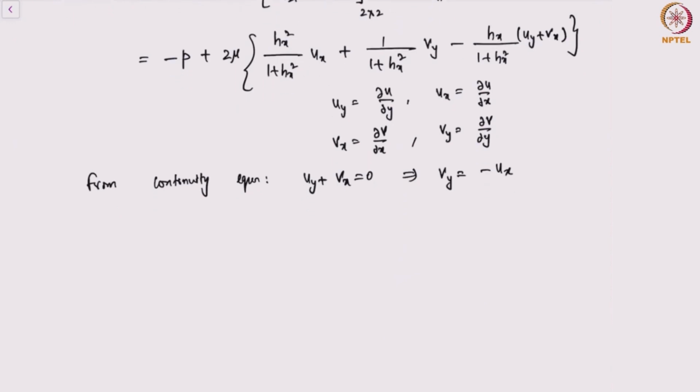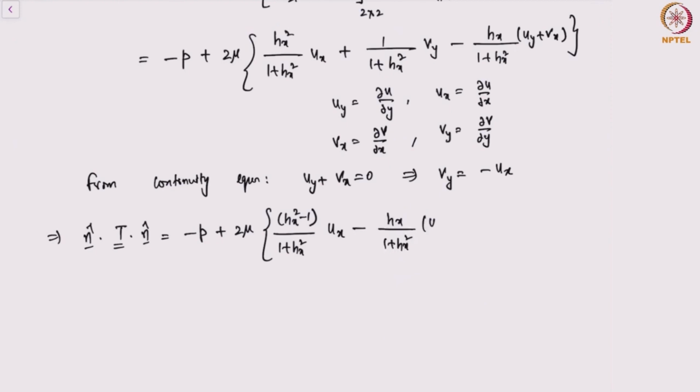Okay, so I have these conditions, and now I can simply write down n dot capital T dot n is minus p plus 2 mu by 1 plus hx square into, small correction, sorry, the numerator will be hx square minus 1, and this will be ux, because I've now combined the first two terms using the relation vy is minus ux minus hx by 1 plus hx square uy plus vx. This is my normal stress balance.